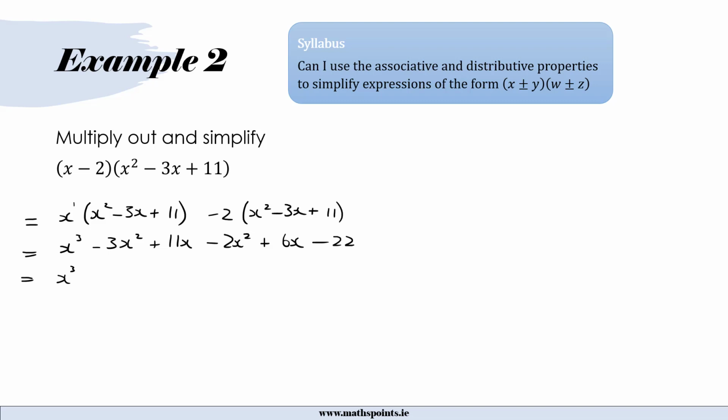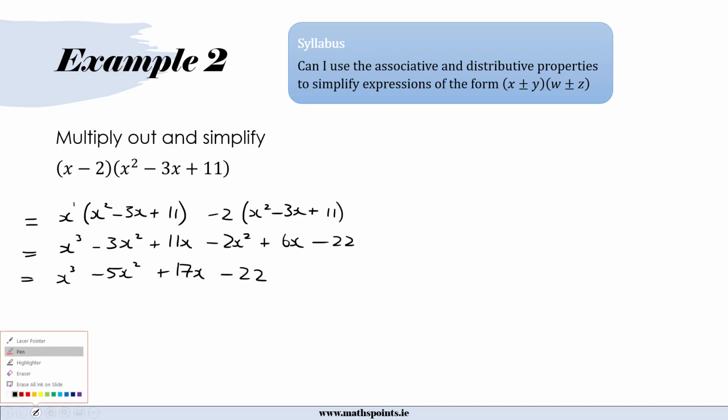Common terms then, minus 3x squared is a like term with minus 2x squared, so minus 3x squared minus 2x squared is minus 5x squared. Again, we're thinking of a number line or temperature. What's minus 3 minus another 2? Minus 3 minus 2 is minus 5. 11x plus 6x is 17x, and then we have the minus 22 at the end.